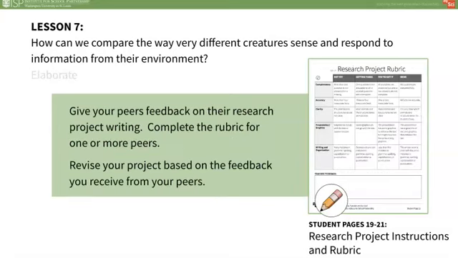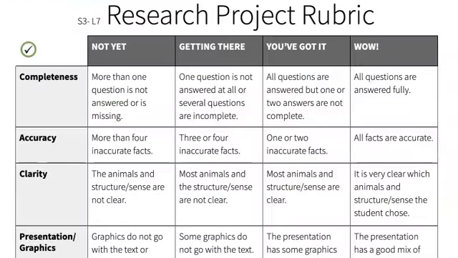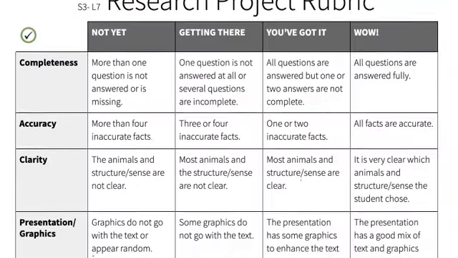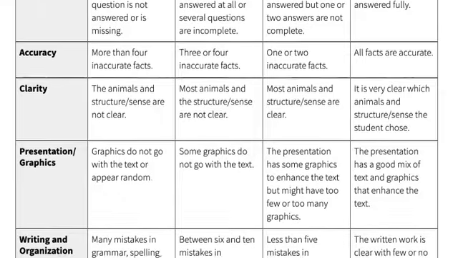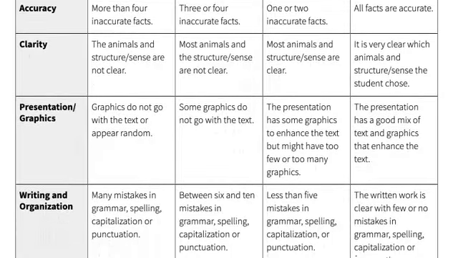In the Elaborate portion of this lesson, students give their peers feedback on their research project writing. Students may use the research project rubric sheet provided to fill out the rubric for one or more peers. If time permits, students can then revise their project using this constructive feedback. Final drafts of their project should be submitted to be graded.